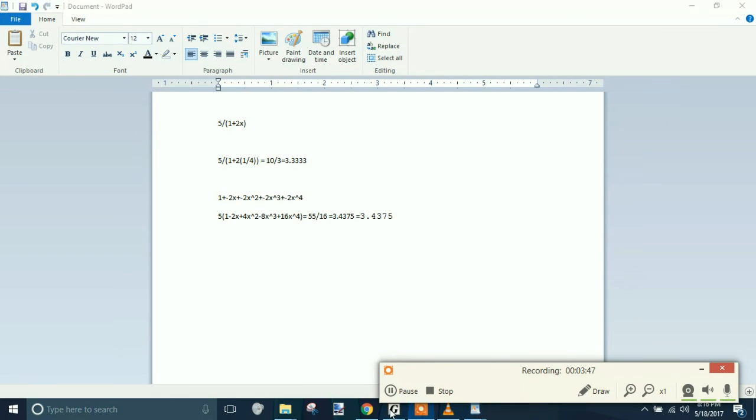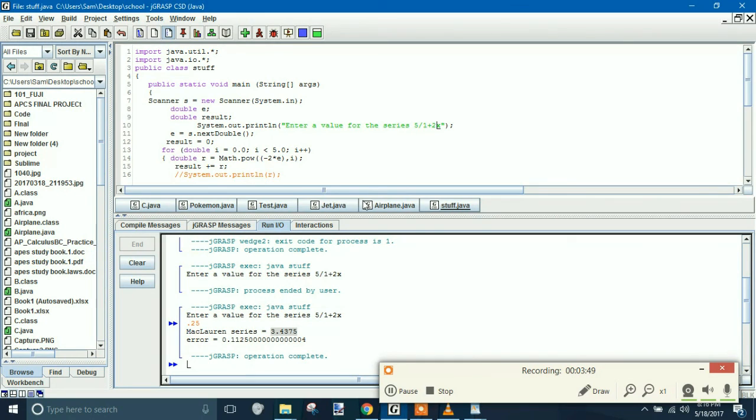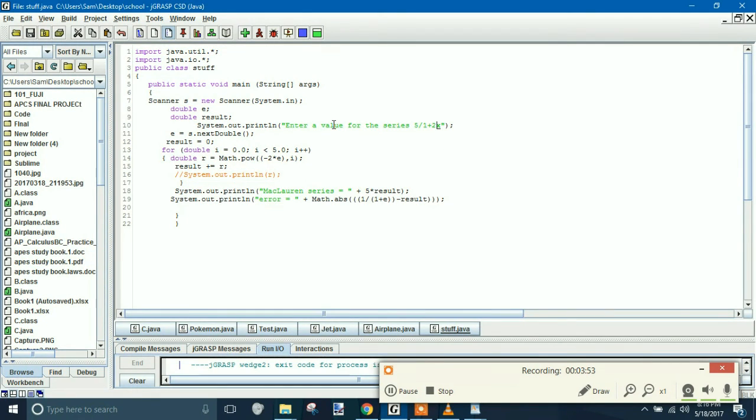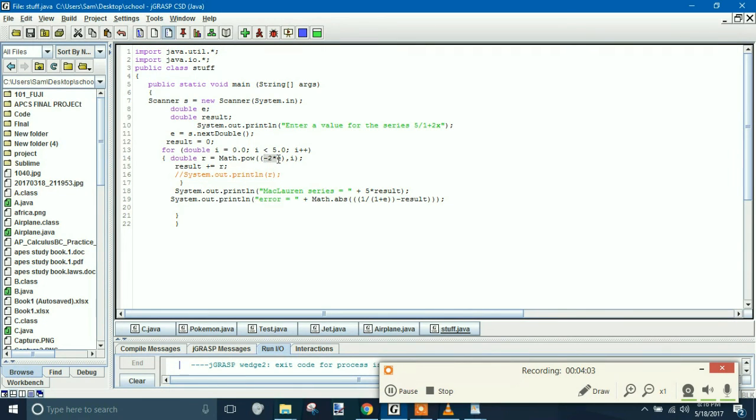Just to make sure that no one's confused, I'm going to go over my changes to the program again. I changed this println statement so that it's a bit more accurate to what we're doing. I deleted the first part where it just did normal base because that was pointless to us. I multiplied e by 2 for the not negative 2, because it was originally negative e, in order to account for it being 2x instead of just x.